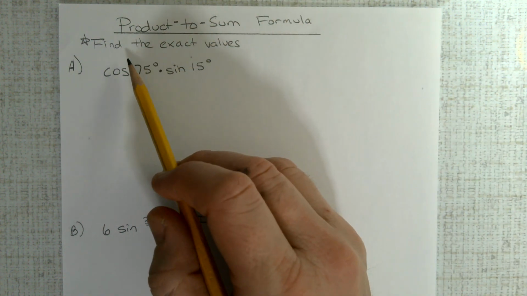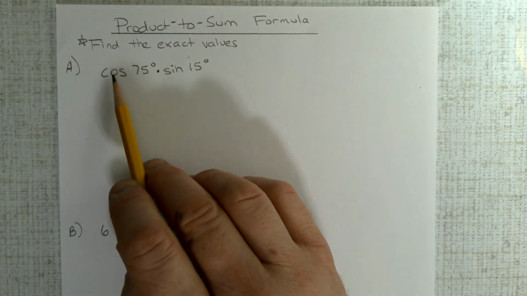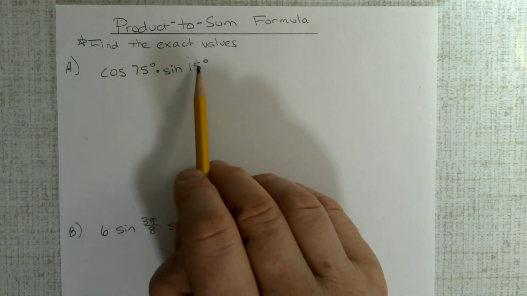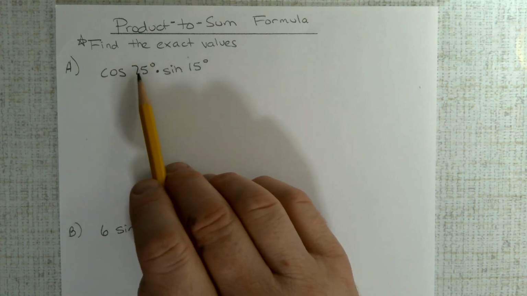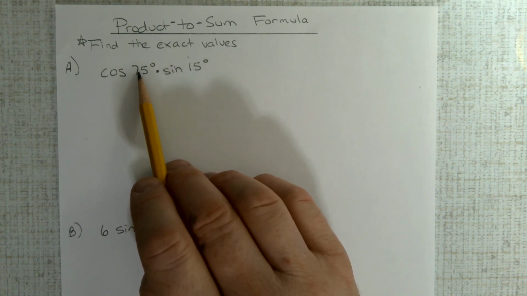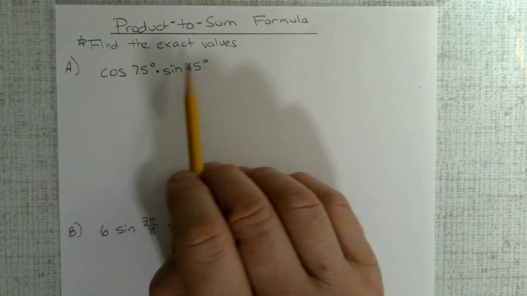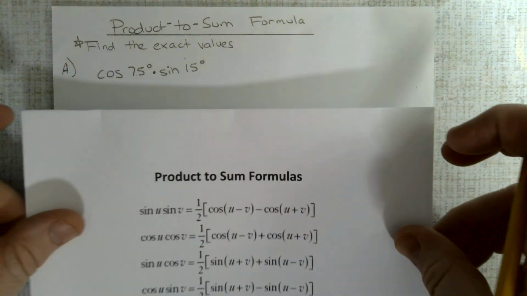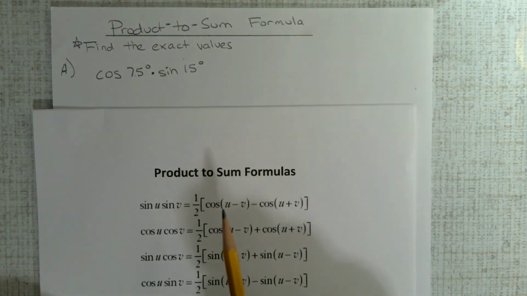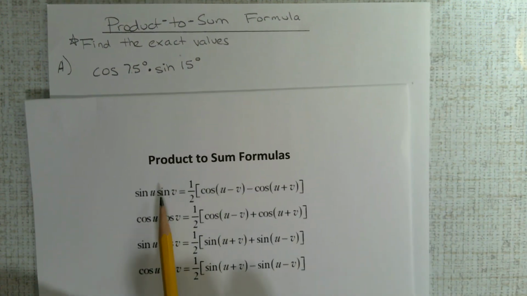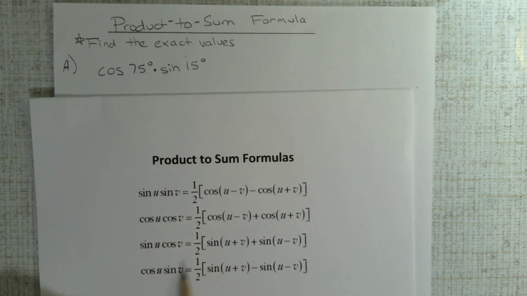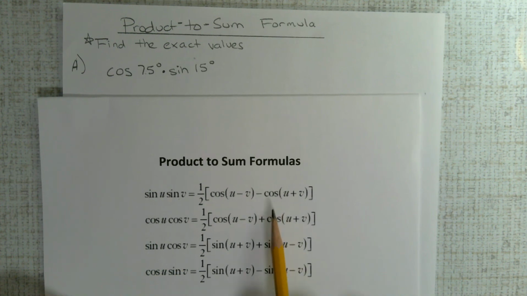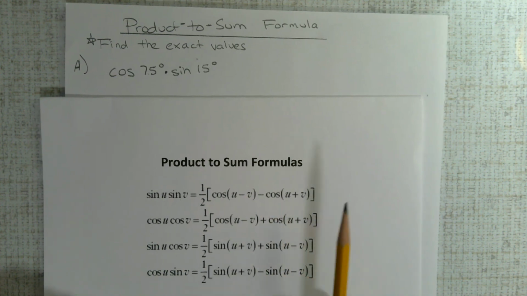Alright, our job is to find the exact value here. We have cosine of 75 times sine of 15. Neither one is on the unit circle. We could add them together or subtract them together individually, but that's going to be really messy. So we have some new formulas today, and they're called the product to sum formulas. We can turn anything that's being multiplied together into this longer format over here. However, we're going to find some unit circle values when we do this on our assignment today.